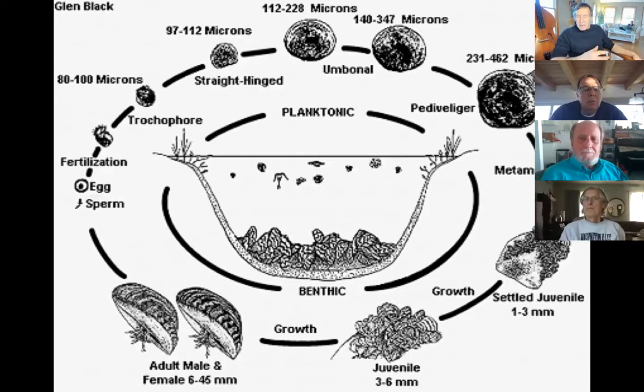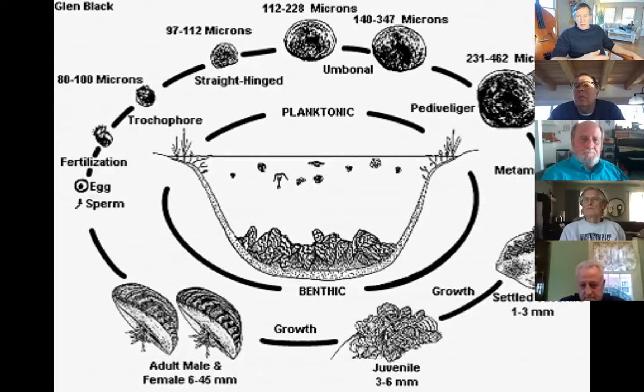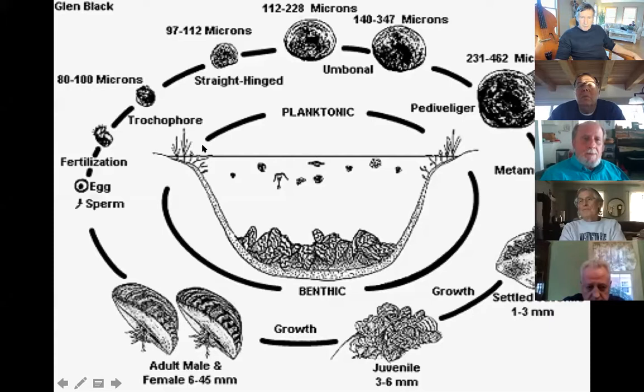And then there's the class bivalve. The bivalves are the ones that we are interested in, because they include the clam, the oyster, the scallop, the mussel, and they all have a very similar larval life cycle, and it's pretty complex. So this slide here shows basically the larval cycle.